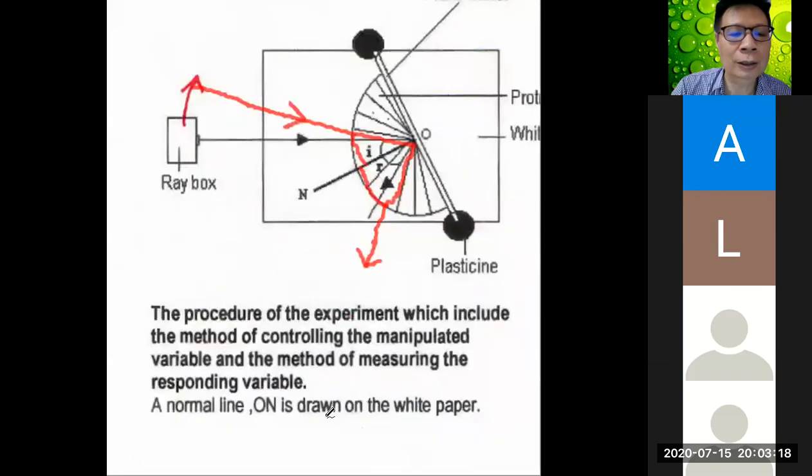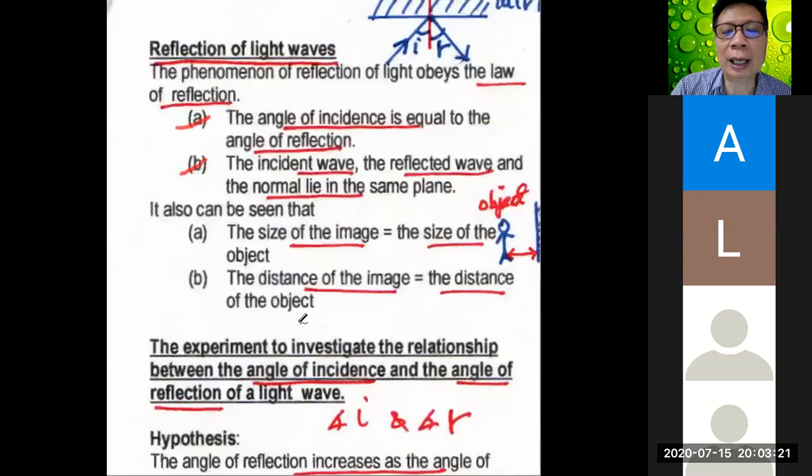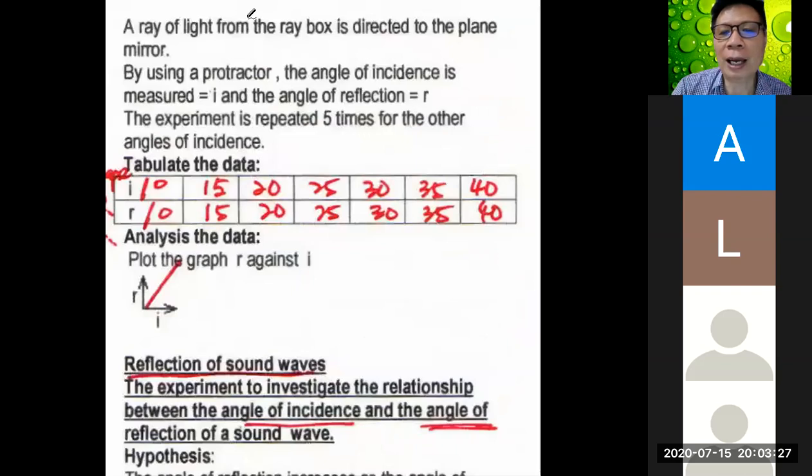Okay, procedure. I don't want to explain already. You just read through here. Ray of light is directed to the mirror. You direct the light to the mirror. Using a protractor, the angle of incidence and angle of reflection are measured. Use a protractor to measure the two angles. And finally, repeat the experiment 5 times for other angles of incidence: 20, 25, 30, 35, 40 degrees. So you repeat. And finally, plot the graph. So very simple. Reflection of light.